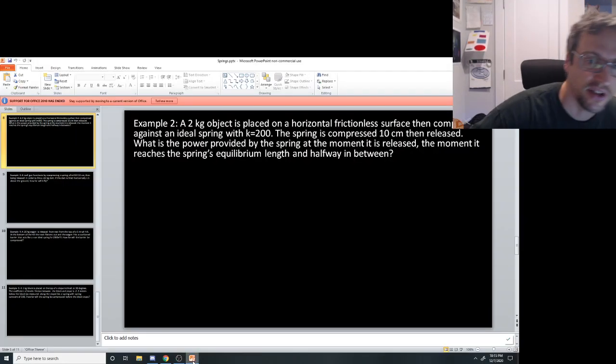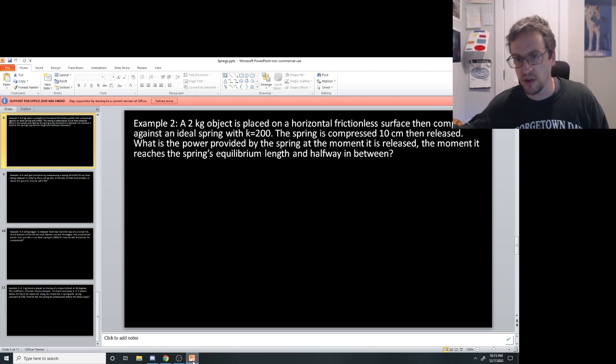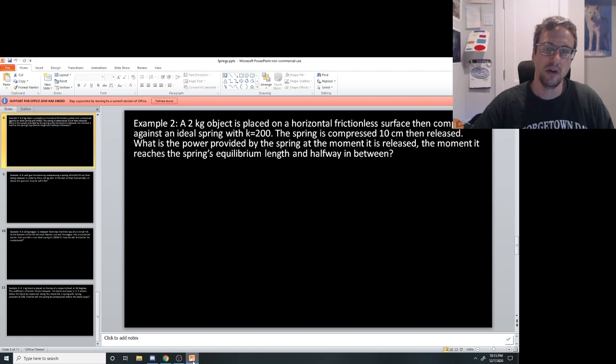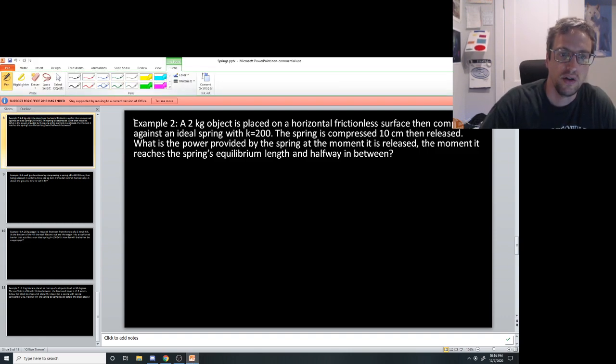All right, let's do some energy and spring examples. We've already done energy and work examples. Some spring examples. So here's our first one. A 2 kg object on a horizontal surface. So we've got a little block. There's my spring. It's been compressed. Okay, so this is like 10 centimeters from where it would normally be.